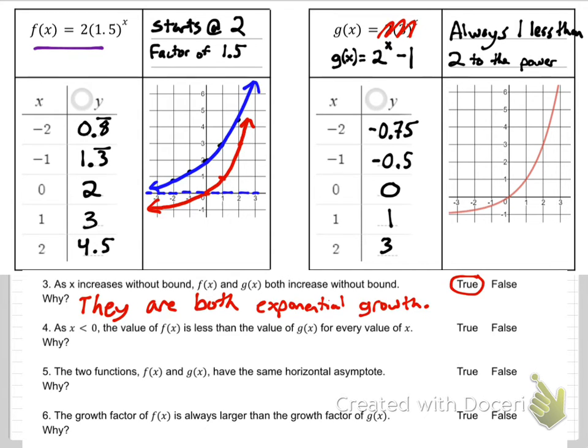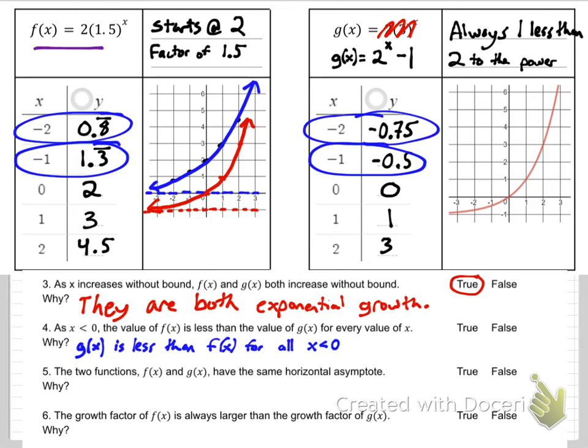For x less than 0, the value of every f of x is less than the value of g of x for every value of x. For this one, I'm actually going to draw the horizontal asymptotes. And this is going to help me out because this is going to show me where these numbers go. You notice that g of x, the red function, is less than f of x for all the negative values. So if this statement were switched, if we said the value of g of x is less than the value of f of x for every value of x, it'd be true. However, that's not true, so we need to switch those.